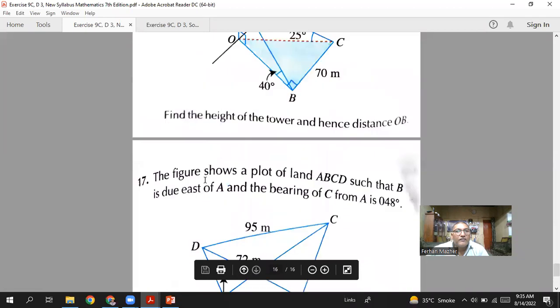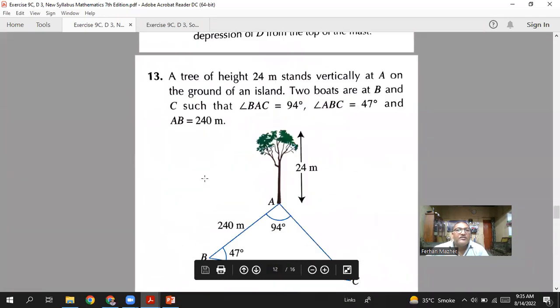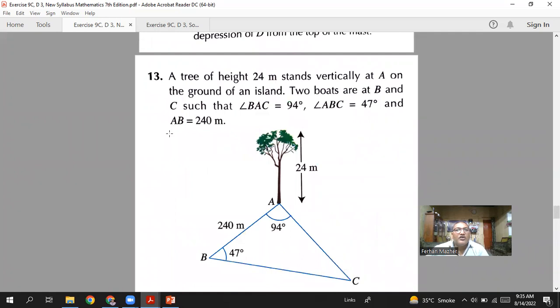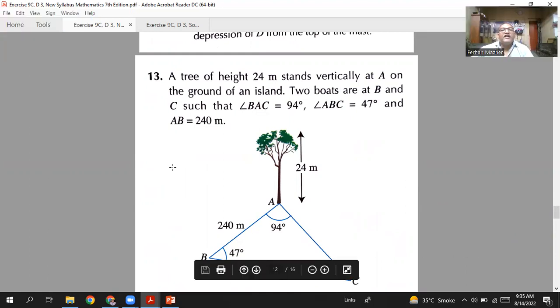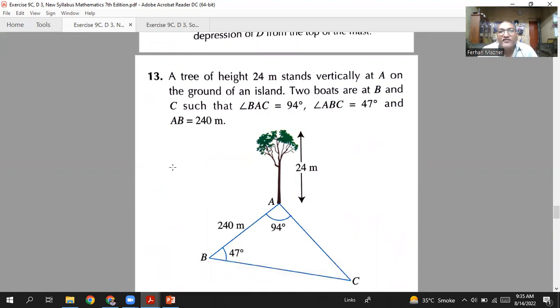We are on question number 13, showing up on your screen. A tree of height 24 meters stands vertically at A on the ground of an island. Two boats are at B and C such that angle BAC is 94 degrees, angle ABC is 47 degrees, and the side AB is 240 meters.